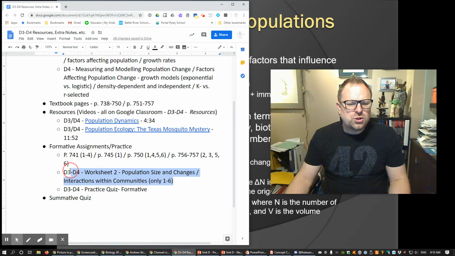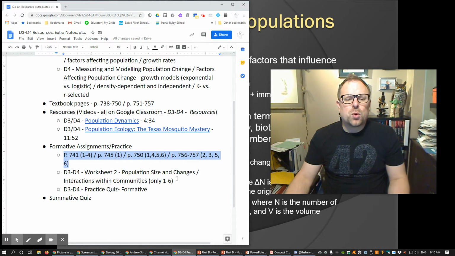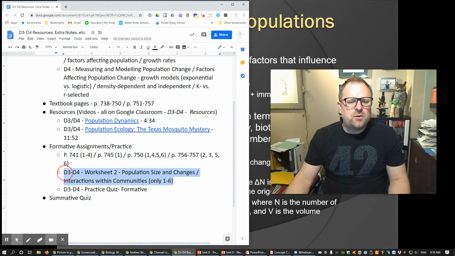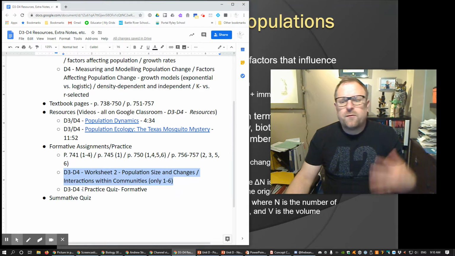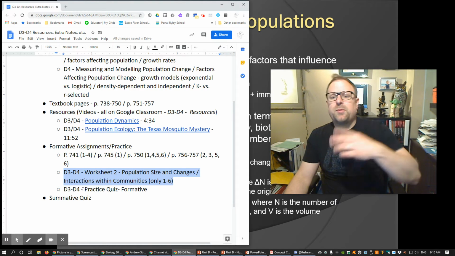Then I've got a worksheet that you will work on. There's a bunch of textbook questions. If you'd like to do them, fantastic. They'll give you an idea of what's important. If you don't want to do that, please definitely do worksheet number 2 and then check your answers with the key that's in the Google Classroom. Formative quiz, summative quiz, boom, you're done the concept.